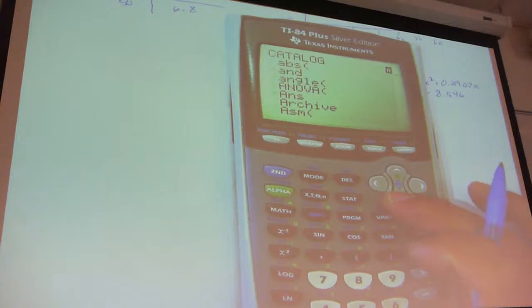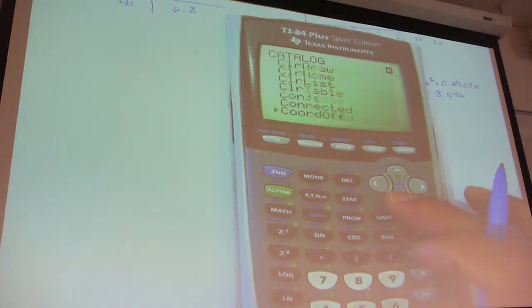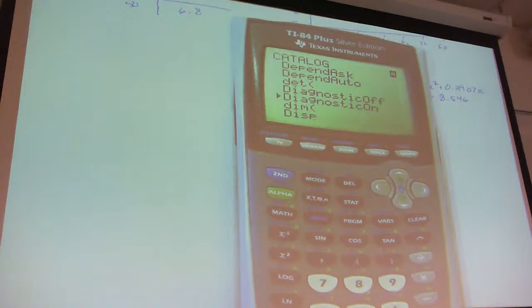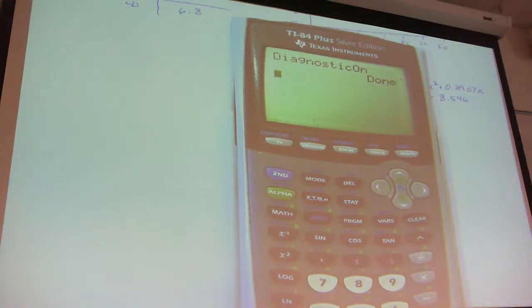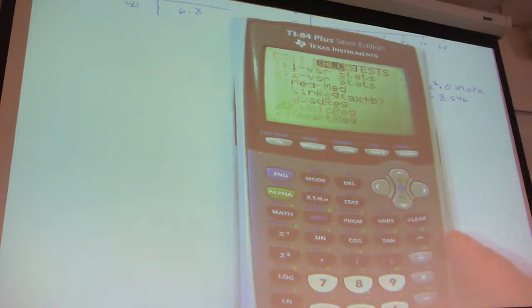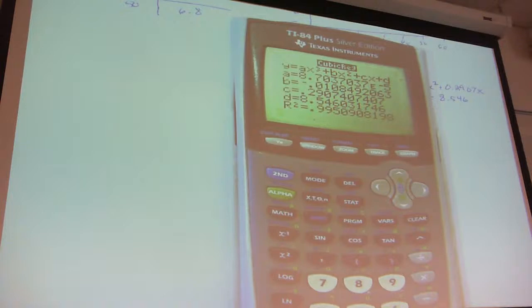Hold the down arrow down until you get to diagnostic on. Once you get to diagnostic on, put your little arrow on diagnostic on. Push enter and enter again. It looks like nothing happened, but let's do it again. Stat, calculate, cubic regression, list 1, list 2. Now you should see the r squared.